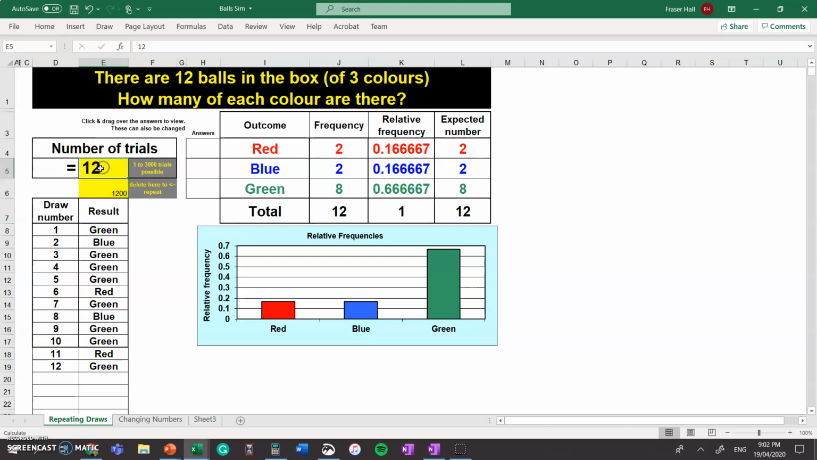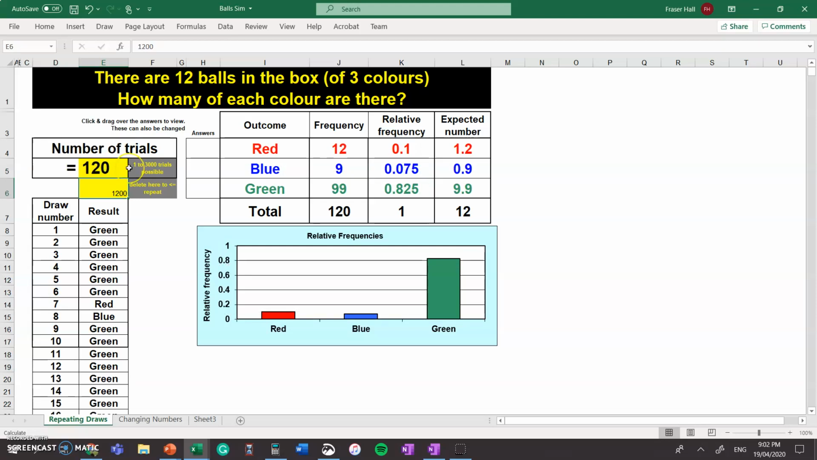Now, if I increase that to, say, 120, what we end up with is something slightly different. After 120 trials, we've got 12 red, 9 blue, 99 green. If we look at the expected number for that, of our 12 in the box, there's 1.2, 0.9, and 9.9. So if I had to guess this time, I would say that there is 1 red, 1 blue, and 10 green. But again, the number of trials doesn't tell us the full story.